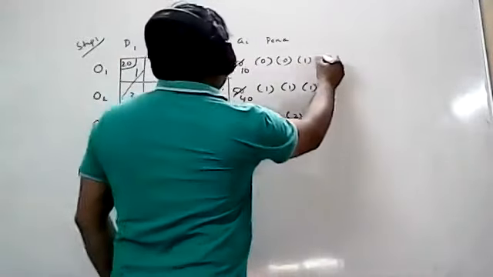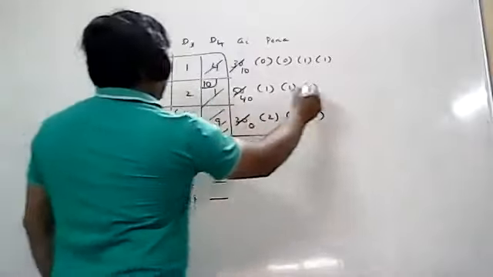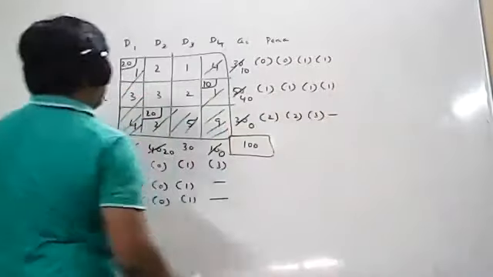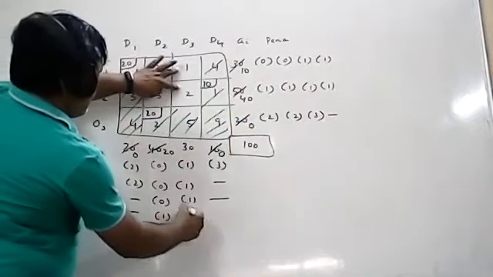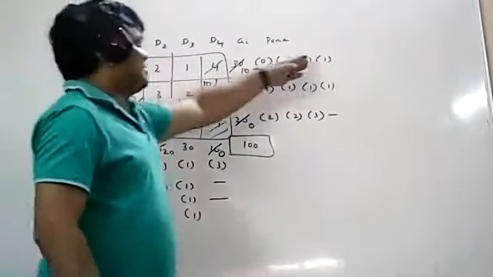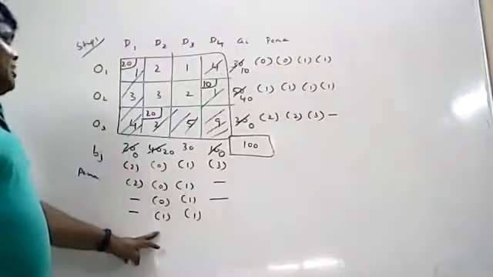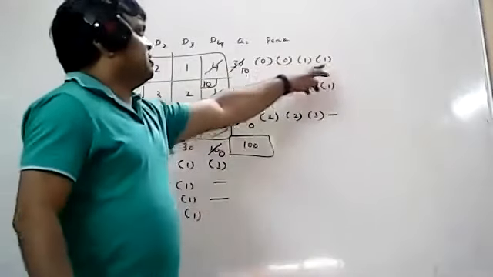So again, calculate the penalties. This penalty is 1. Third row is cancelled. Dash. Next, first column is cancelled. Second column 1. Third column also 1. Go for highest penalty. The highest penalty is 1. How many times? 4 times. Go for minimum element.